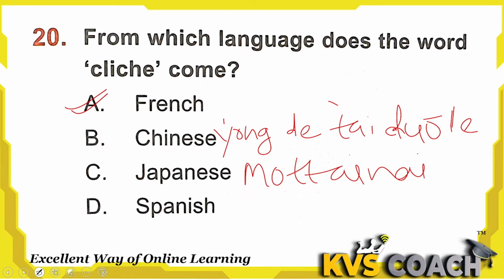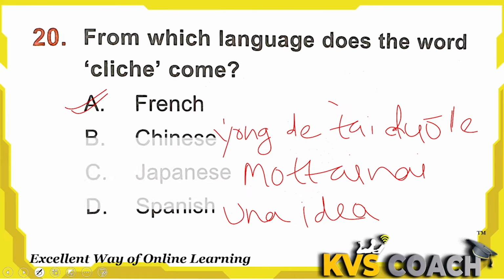Okay, and in Spanish we say una idea, which is a repeated idea or an idea used many times. So the right answer for clinch is French. Option A is the right answer here.